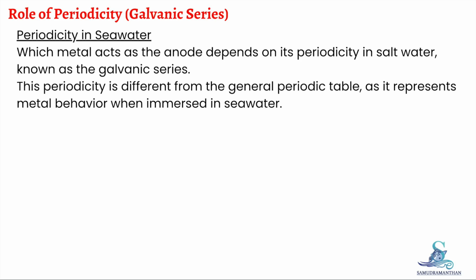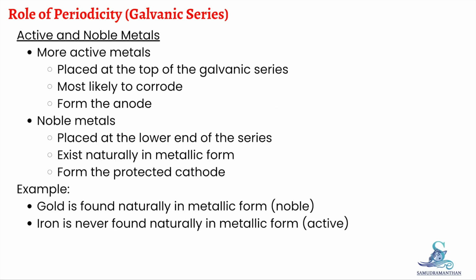Which metal acts as the anode and which acts as the cathode depends on the periodicity in seawater, known as the galvanic series. This periodicity is different from the general periodic table because it represents how metals behave when immersed in salt water. Metals that are more active are placed at the top of the galvanic series. These metals are most likely to corrode and therefore form the anode. Metals at the lower end of the series are known as noble metals. They exist naturally in metallic form and form the protected cathode. For example, gold is found naturally in metallic form, which makes it noble, whereas iron is never found naturally in metallic form, indicating its active nature.